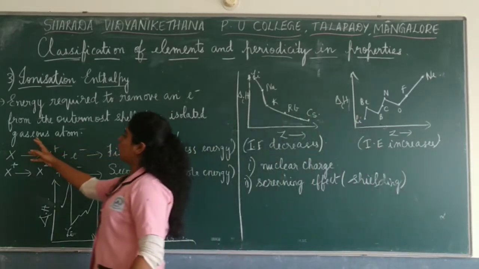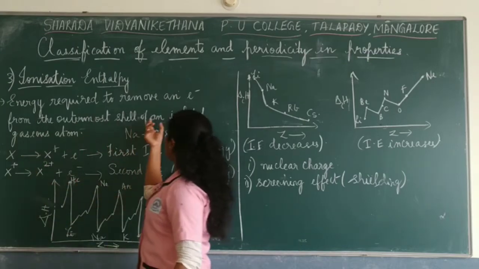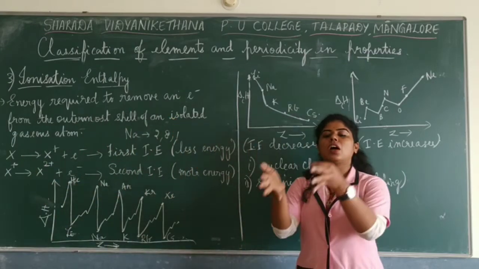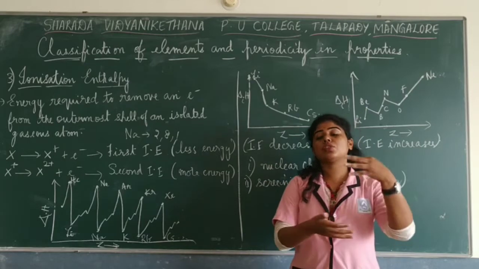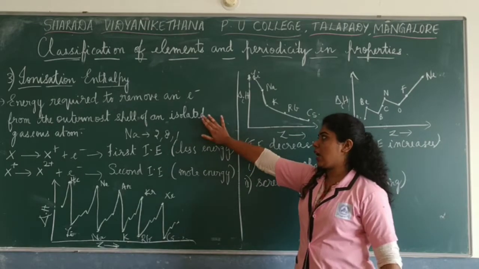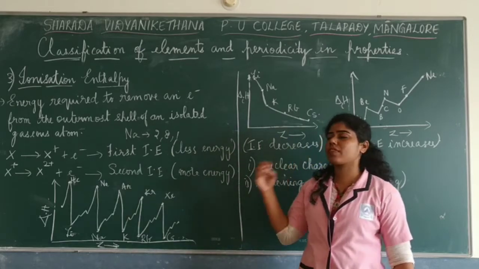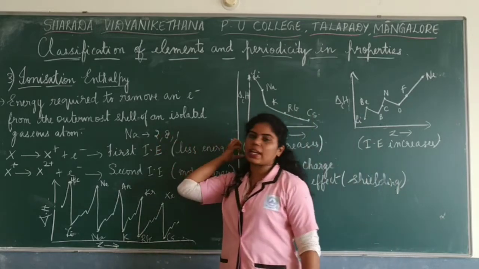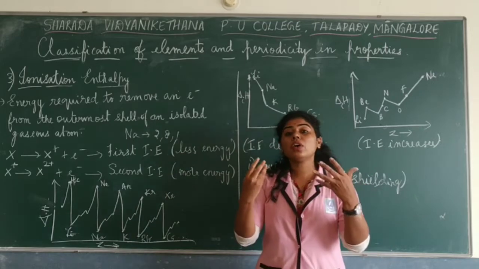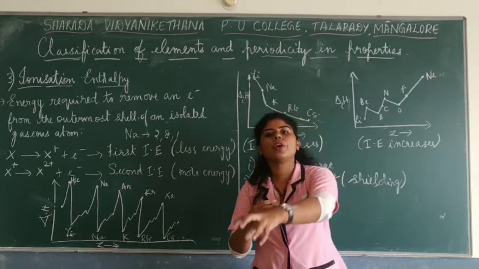So usually you consider the gaseous state and also isolated. They shouldn't be bonded to any other atom. They shouldn't be in the combined state here, in order to identify the amount of energy, the quantity of energy, to remove the electron from the outermost shell. So who is going to put the energy? We are going to apply energy.